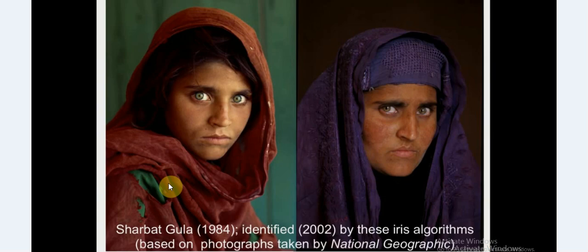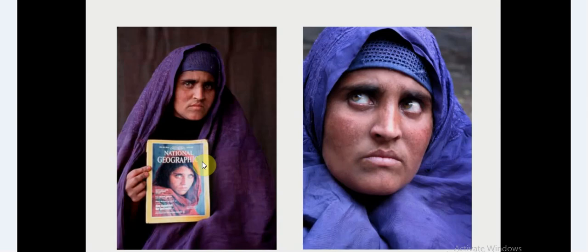This is another example. In 1984, a photographer took an image of a girl in Afghanistan, and 20 years later, a charity organization decided to help her. So they tried to find her by using her iris pattern. Since the first image quality is very high, they could extract the iris pattern, and by this iris pattern, they successfully found her after 20 years. As you can see, her face is completely changed during these 20 years, but her iris pattern is stable.